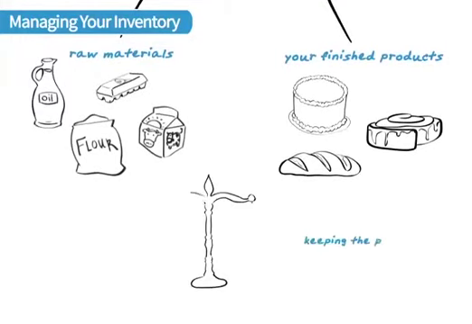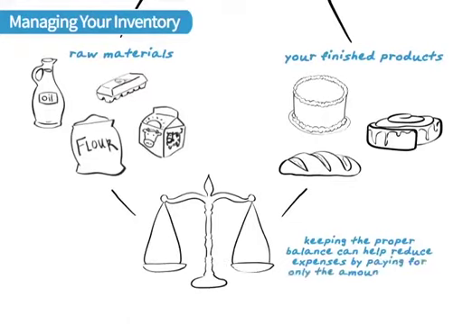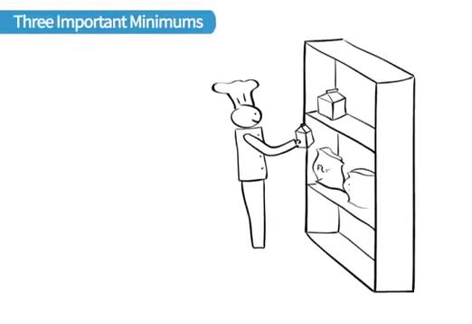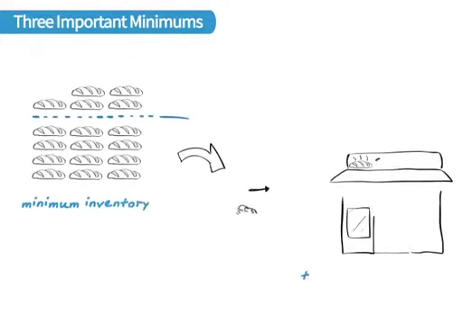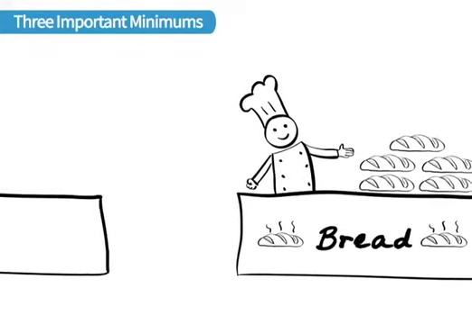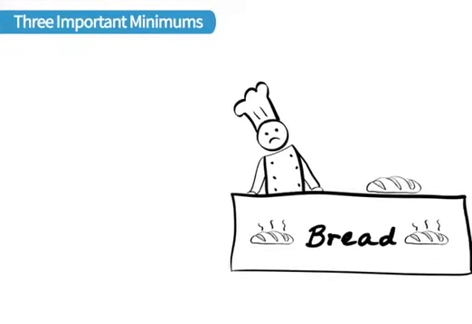Learning to keep the proper balance of both can help your business be more profitable by enabling you to sell more products when needed, and reducing expenses by paying for only the amount of raw materials you actually need. When it comes to managing your inventory, your main goal is to maintain the minimum level of inventory needed to run your business successfully, while maintaining enough inventory so that you don't lose sales or customers.